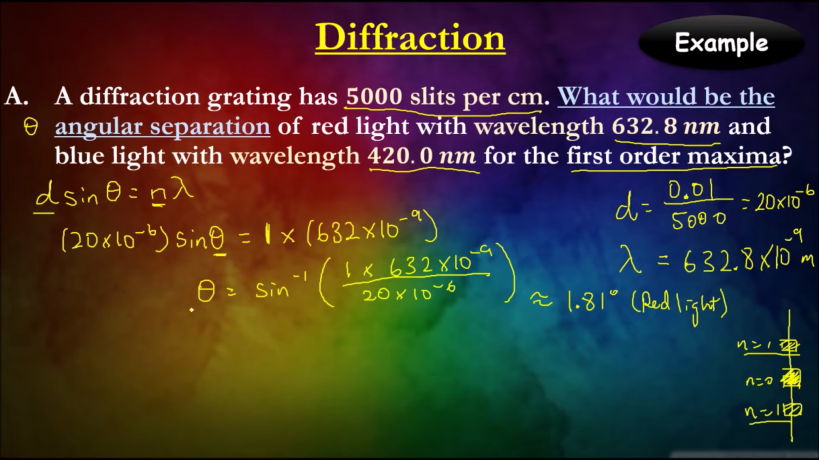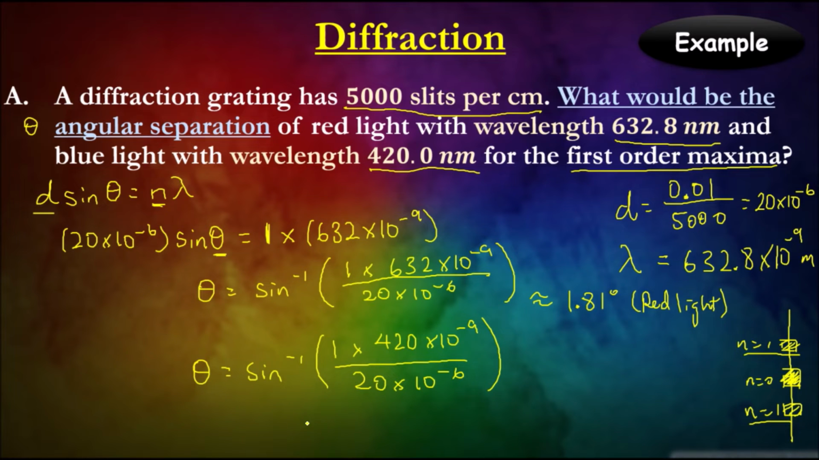If I was looking at blue light, we do the exact same substitution, but instead of using the red wavelength, we're going to use 420 times 10 to the power of -9 over 20 times 10 to the power of -6. We get approximately 1.2 degrees for the blue light. So what you can see here is that the angular separation of blue light is smaller than red light for the same first order maxima.